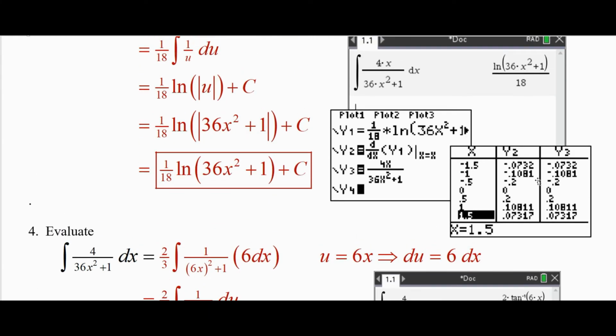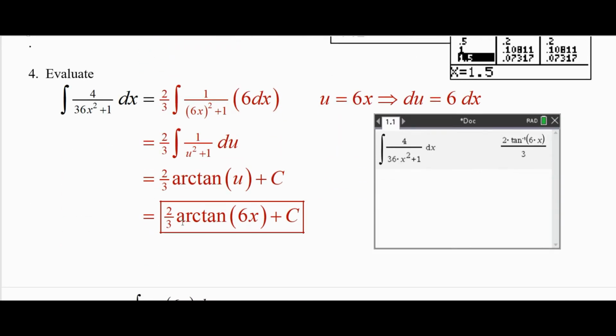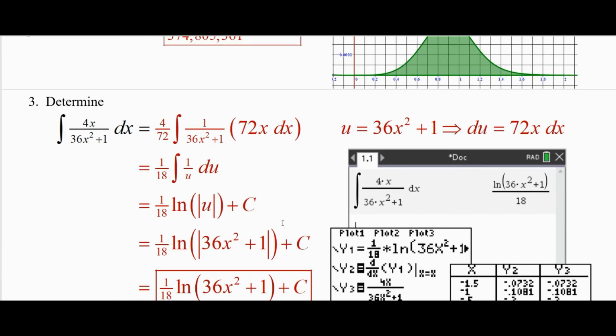Notice that the TI-84 does not tell you the answer, but it will check that antiderivative for you without telling you what it is. A CAS calculator will just compute it for you.